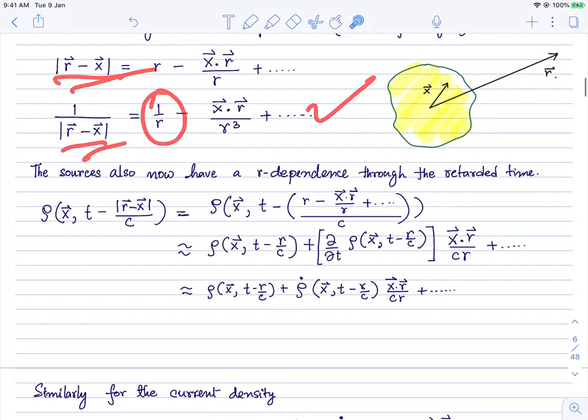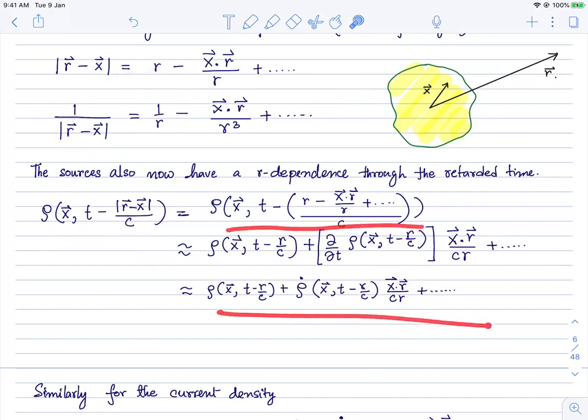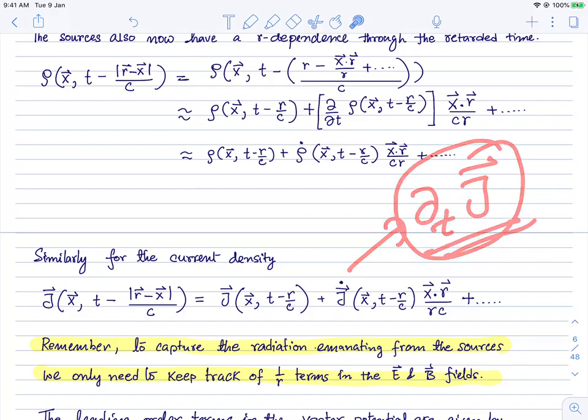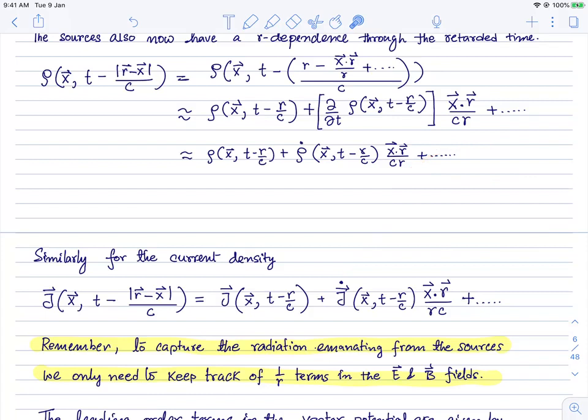Now, correspondingly, we can expand the sources out because there's a dependence on r. Similarly for the current density, we can also do a Taylor expansion for the time. Now you see that these terms have a dot. Here by dot I mean a time derivative. This means del t of j. I'm denoting a time derivative by a dot, as is usual in physics. So these sources will also be expanded in terms of their time derivatives in this multipole expansion, and this is something which is going to be crucial.